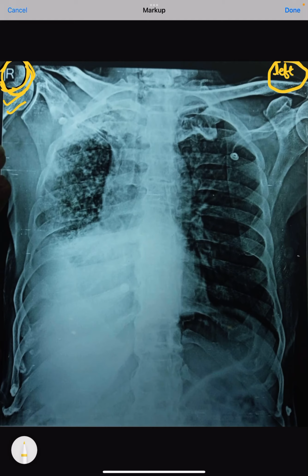Now, what actually should be the case is that the heart shadow needs to be around this area. But what has actually happened is that the heart is totally shifted to this area. So we can make out that the heart is more towards this area, and that is all because of the shifting of this mediastinum to this area, and that is because of fibrosis.